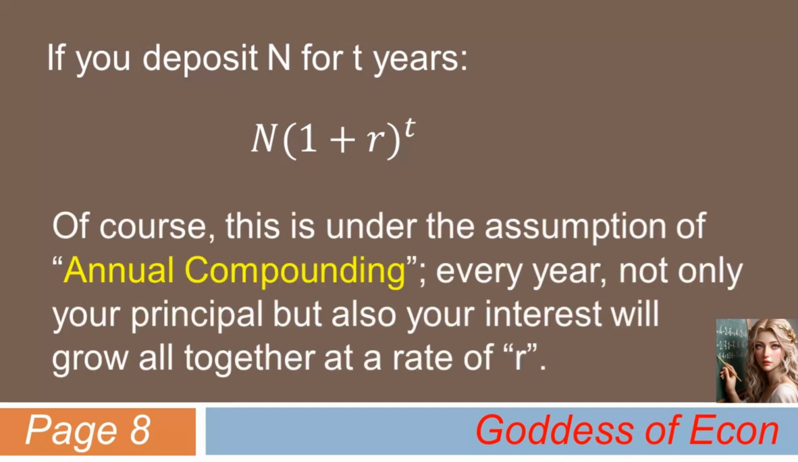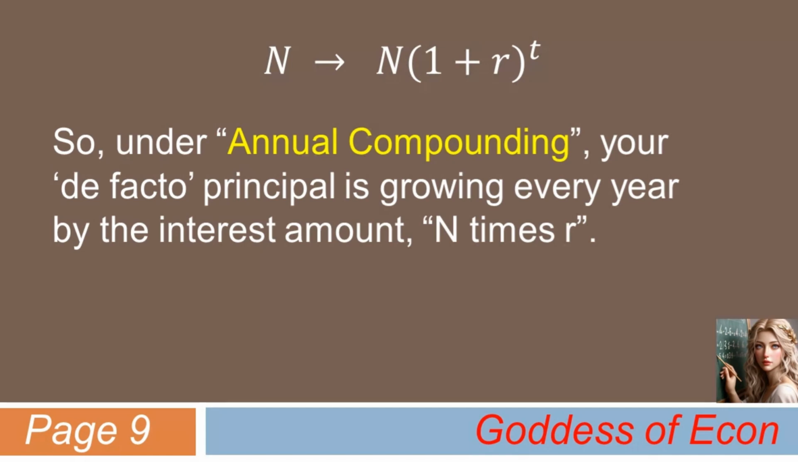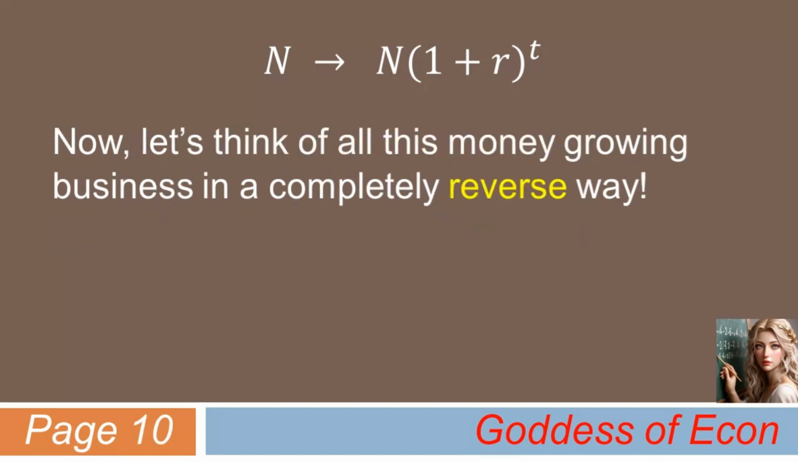Of course, this is under the assumption of annual compounding. That is, we have assumed that, every year not only your principal but also your interest will grow together at a rate of R. This concept is called annual compounding. So it can be said that, under annual compounding, your de facto principal is growing every year by the interest amount, N times R. Now, let's think of all this money-growing business in a completely reverse way.